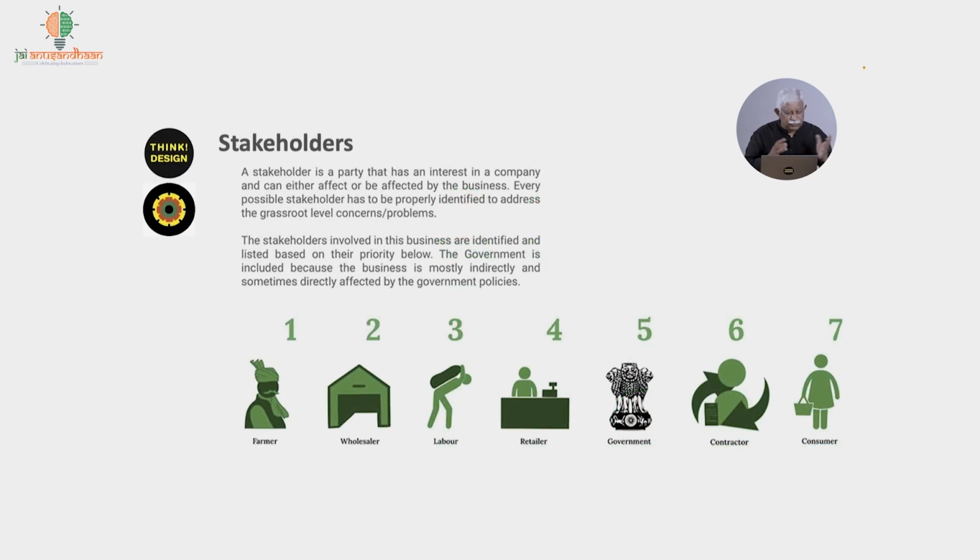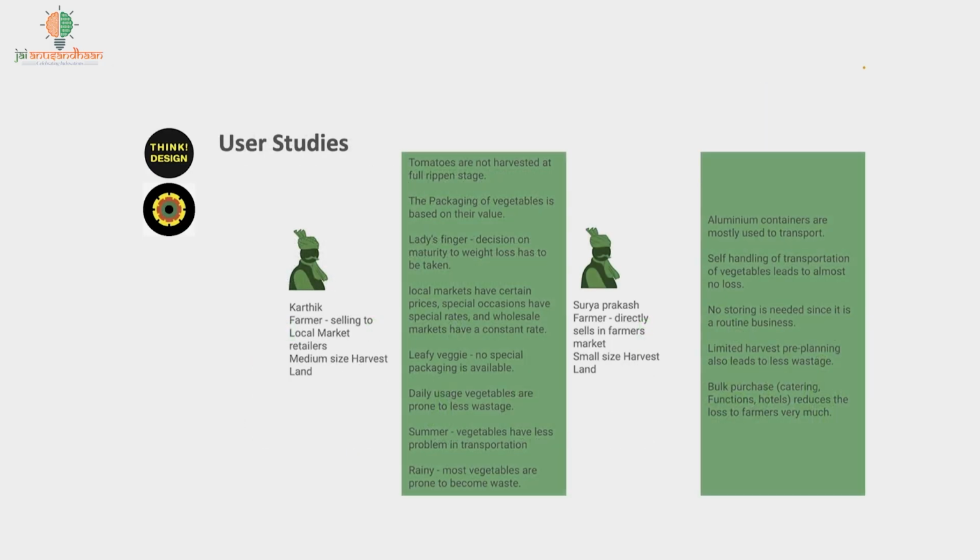Okay, so if you look at the stakeholders, again, it's a very large system, agriculture. Okay, stakeholders from the farmers to the first person, that's the wholesaler, to the laborers who are employed here, to finally to the shop where it gets sold. Okay, there are lots of governmental policies which define the whole system. Okay, there's also the in between contractor, and finally the consumer. If you look at it, a very large number of stakeholders are there. Okay, so there are 7 of them listed here. Okay, and you can actually do user studies with each one of them.